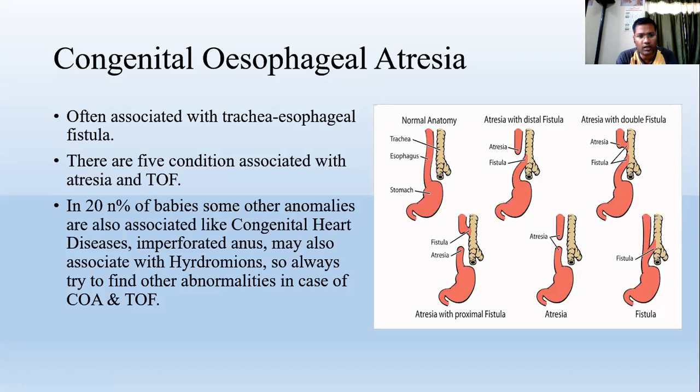In 20% of the babies, other anomalies are also associated, like congenital heart diseases, imperforate anus, and some other congenital anomalies. Hydramnios is also there. So if you have a baby with congenital esophageal atresia or tracheoesophageal fistula, you must try to find out other anomalies in that baby also.